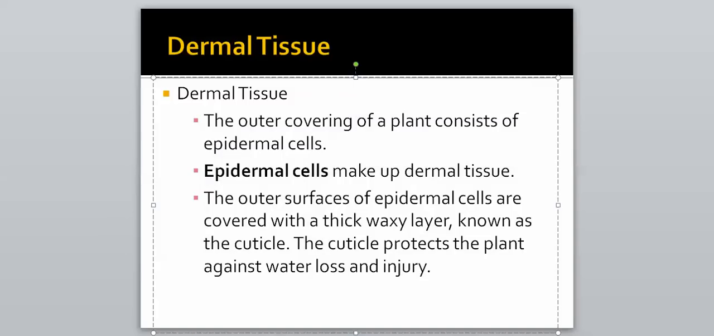It consists of epidermal cells, and epidermal cells make up the dermal tissue. The outer surface of epidermal cells are covered with a thick, waxy layer known as the cuticle, and the cuticle protects the plant against water loss and injury. So the dermal tissue is just basically like the skin of the plant, and I think epidermal cells is the same name that humans have for our skin cells, so they serve the same function. So dermal cells make up a cuticle which protects the plant against water loss and injury, and they are just basically like their skin.